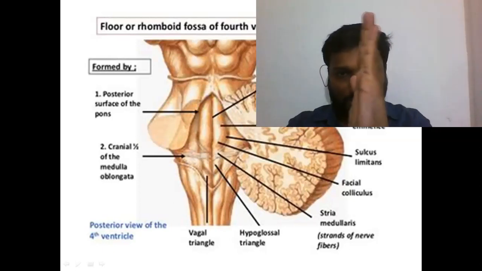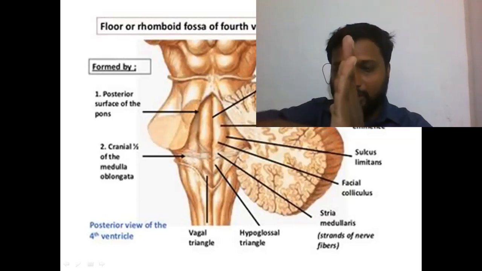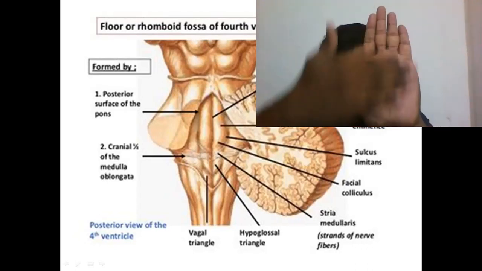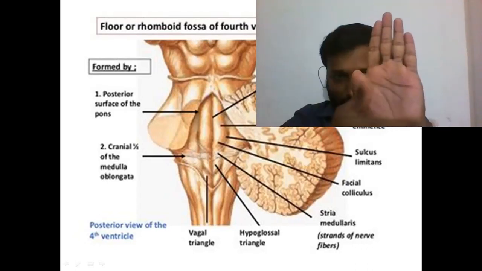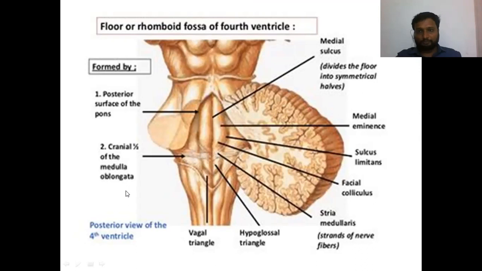So in the first image we saw the side view. Here comes the pons and the medulla. In this image we can see the posterior view. Now the floor is clear like that. What are the properties of this floor?